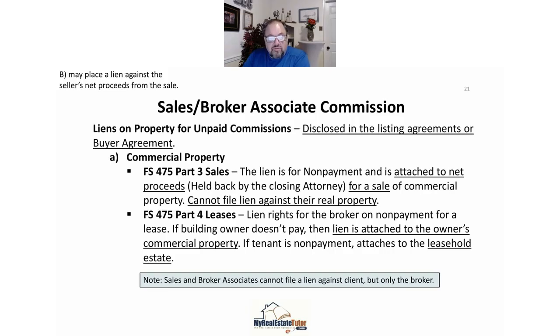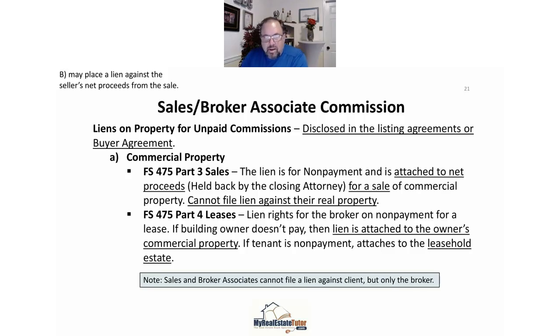Now, under 475 Part 4 is a little different story because the seller still owns the building. So for the lien rights of the broker for non-payment on a lease, if the building owner doesn't pay, then the lien is attached to the owner's commercial property. Because they still own it, you can now put a lien against the property. Now, if the tenant is supposed to pay and doesn't, then it attaches to the leasehold estate, the actual leasehold.